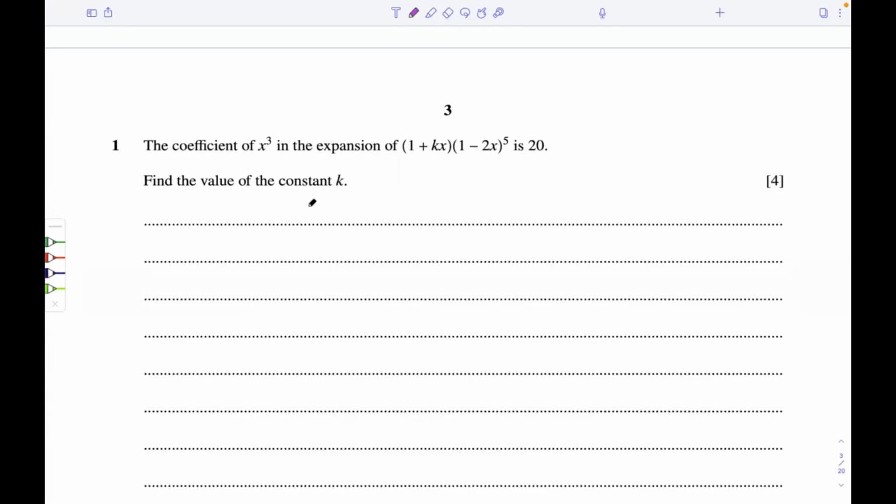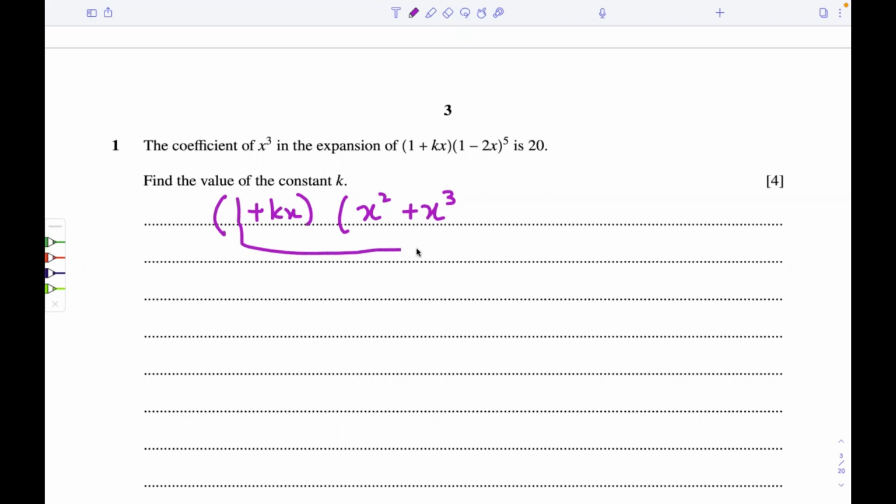In this question, we have to find the coefficient of x cubed in the expansion of (1 + kx)(1 − 2x)^5, which is 20. We have to find the value of the constant k. Now, to find the coefficient of x cubed, 1 + kx needs to be multiplied by a term in x squared and a term in x to the power 3.